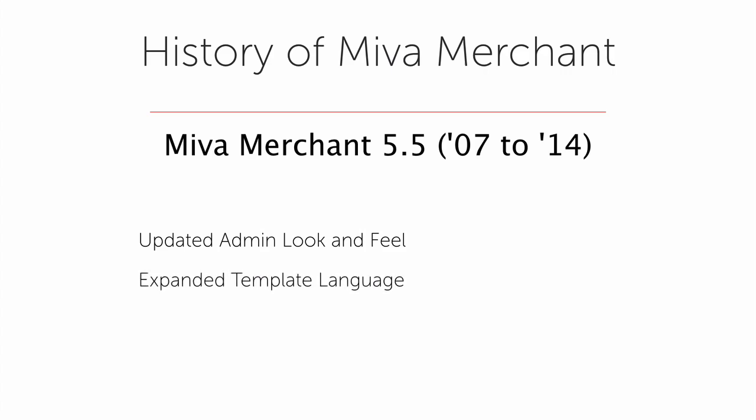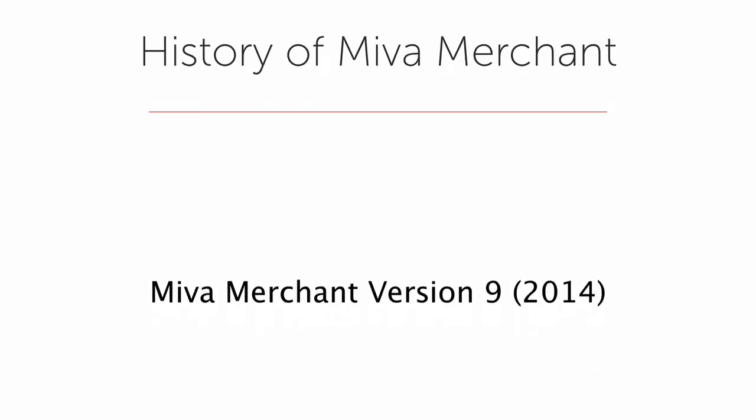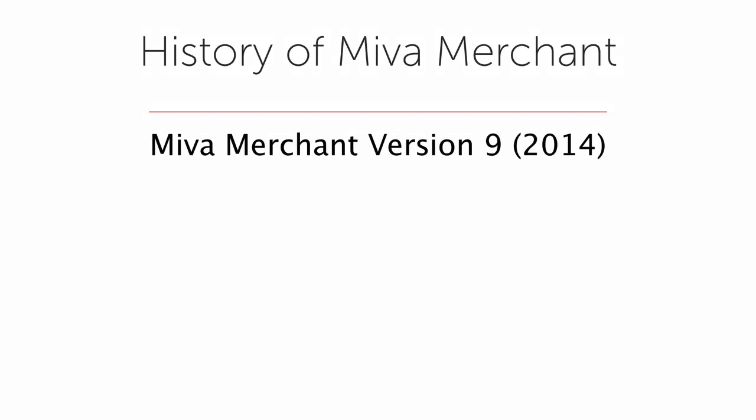Between 2007 and 2014, most of the features of the core software were either rewritten or improved upon to give users and developers greater functionality and ease of use. This brings us up to 2014 and Miva Merchant version 9. Now you may be wondering what happened to version 6, 7, and 8, because we went from 5.5 to version 9. Well, all those versions were actually rolled up into version 5.5. However, with version 9, the naming convention changed.